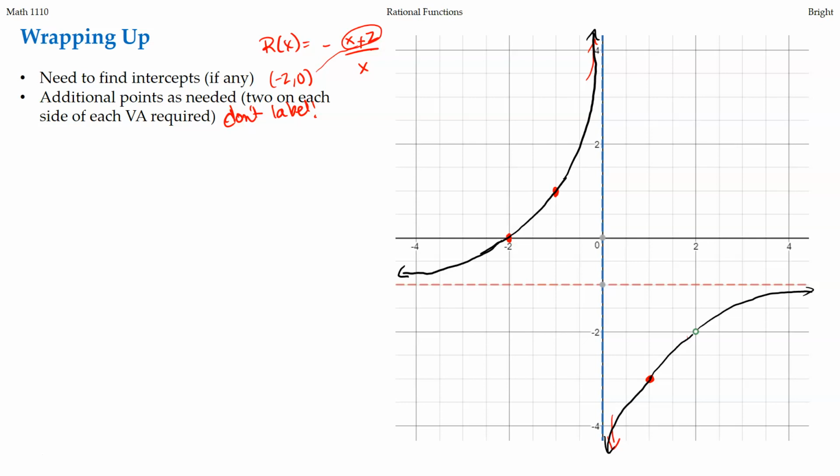Granted, there's a lot. You've got to find the holes, the vertical asymptotes, the horizontal asymptotes as well, and the intercepts. There's a lot to do here. But I think if you're patient with it and persevere, it'll go just fine. Connect with a smooth curve, and that's all there is, folks.